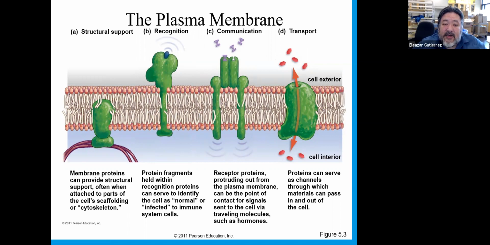And let's see, protein fragments held within recognition proteins can serve to identify the cells as normal or infected to the immune system. So I stand corrected. The author is not addressing cell-to-cell recognition. It's addressing cell-to-immune system recognition. So this is an advanced type of recognition, which is called antigen presentation, okay?